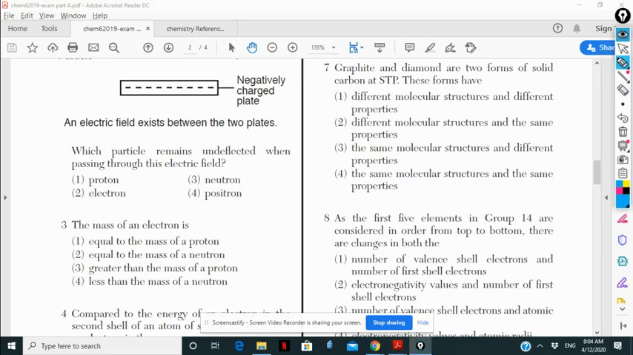Question number 7. Graphite and diamond are two forms of carbon. Since it is the same element, carbon, they have the same chemical properties, but they might differ in physical properties. Different molecular structure means a different distribution of the molecules and different properties.